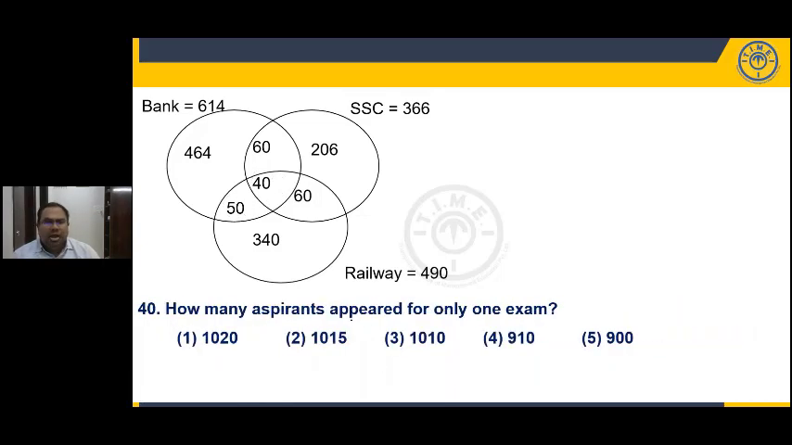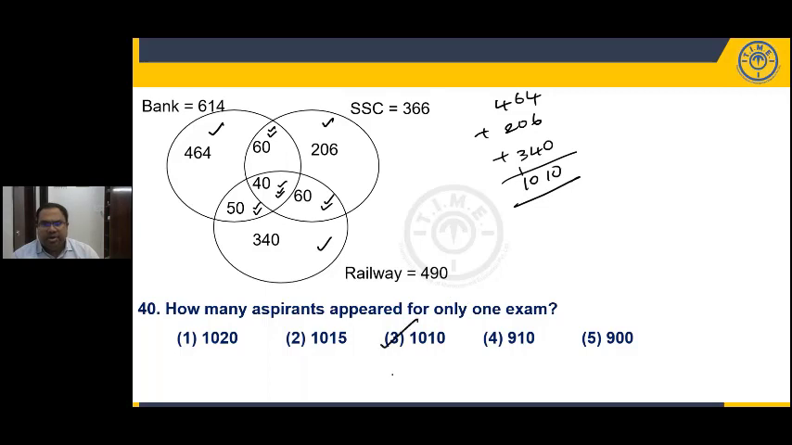Next question. How many aspirants appeared for only one exam? This I have told you. Wherever I'm putting a single tick mark, it is only one exam. Two tick marks, exactly two exams. Three tick marks, exactly three exams. Only one exam: 464 plus 206 plus 340. That is 1010, the third option. Correct.